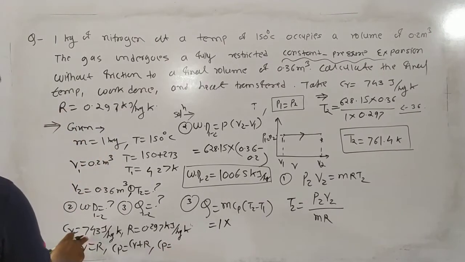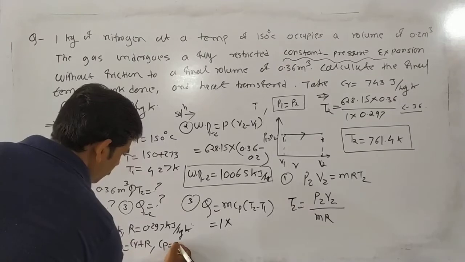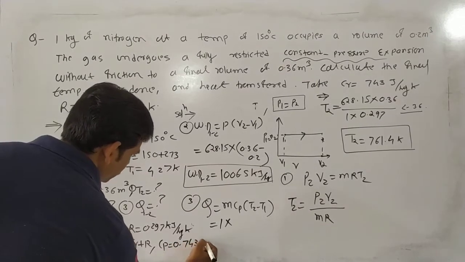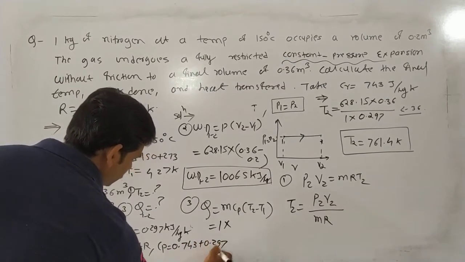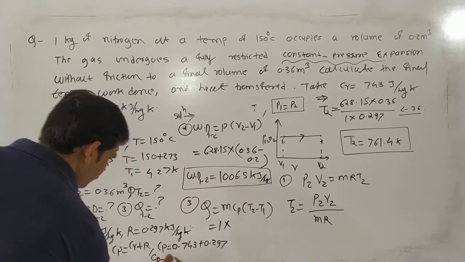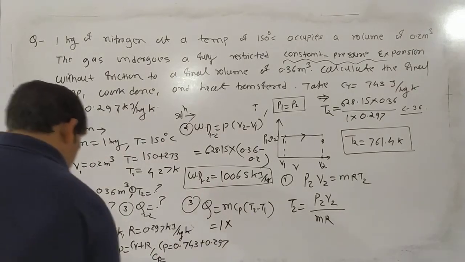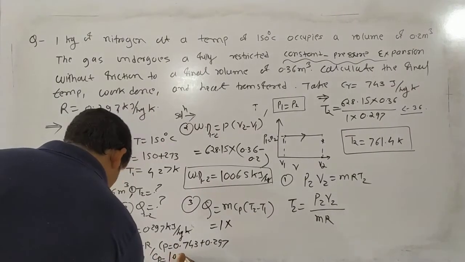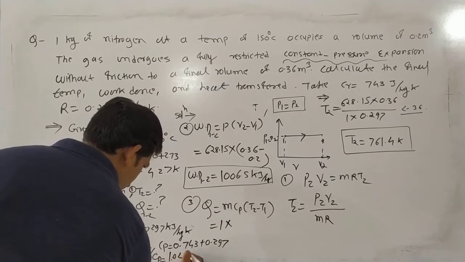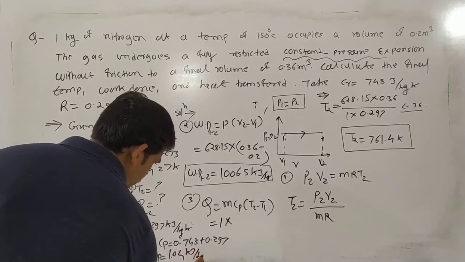So convert into kilojoule. So it is 0.743 plus 0.297. So how much is Cp? It is 1.04 kilojoule per kg Kelvin.